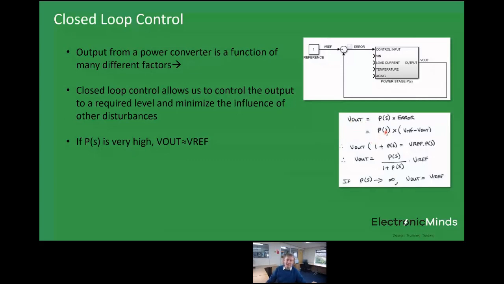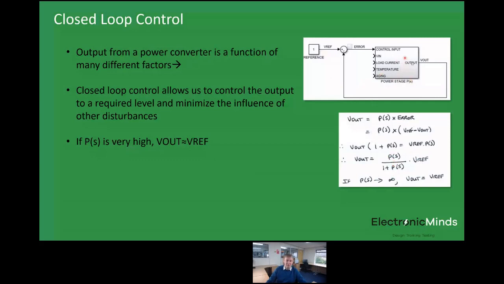The way we go about doing that in a closed loop system is this power stage here has a gain. And I've used the term P(s) because we're going to be talking about S domain or Laplace characteristics in terms of the frequency modeling here. Now, if that power stage gain is very high, you can see here that actually if that power stage gain approaches infinity, then the output voltage pretty much follows the reference voltage. The error signal is tiny in that case. In fact, in the limiting case, it's 0. So that's how closed loop control works.